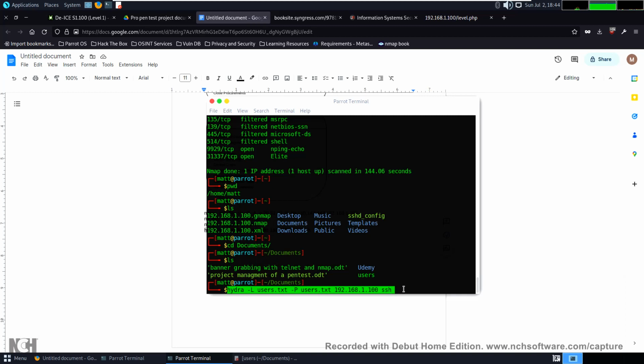Paste. Okay, let's see. Hydra -L users.txt -p users.txt. Okay, so username file. No, it's not. L is the usernames file. -p, I'm guessing, is the password file that we need to use. We can't run this command yet. We've got to go see if we can find a wordlist. I've got to make sure I have one downloaded.